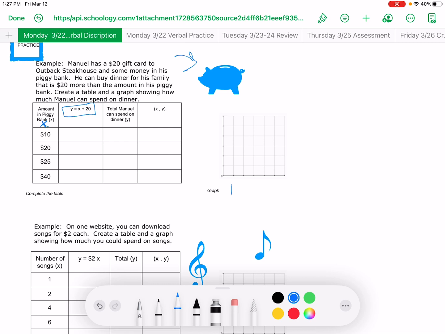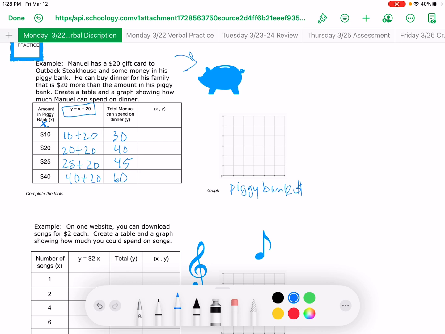Here they're telling you x represents our piggy bank. So I'm right over here on my table, which is going to be my independent. I'm going to say piggy bank, and that's money. It's $10, so 10 plus 20 is 30. 20 plus 20 is 40. 25 plus 20 is 45. That 20 is your constant. It is staying the same. 40 plus 20 is 60.